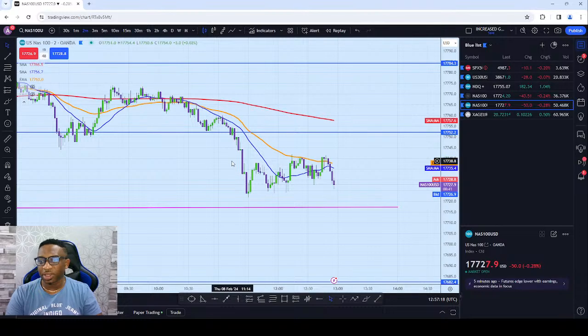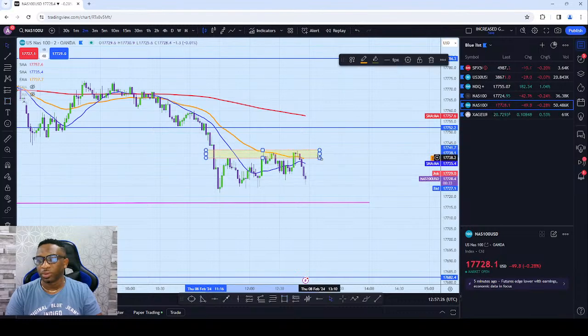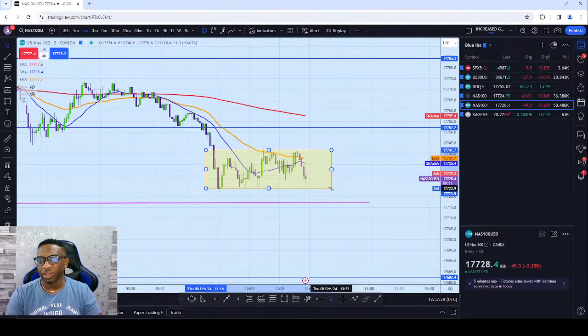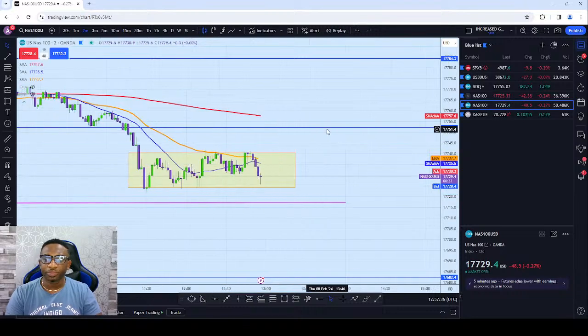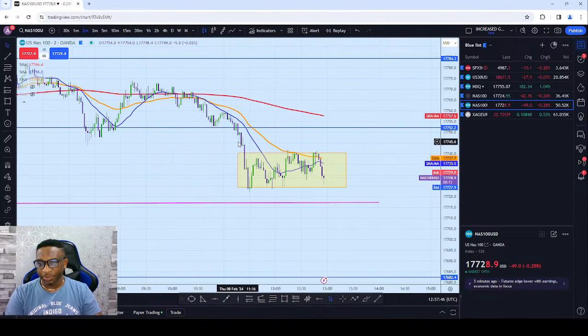So as we can see, NAS is currently holding at this level. It's in a trading range now, so we'll look out for an opportunity once it gets out of here. It's currently in a range, below the 20 moving average.